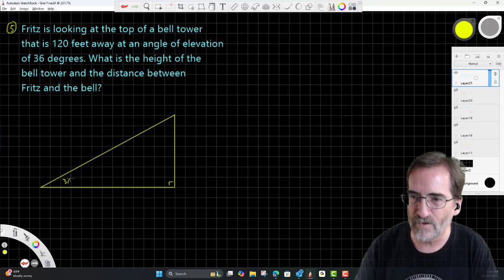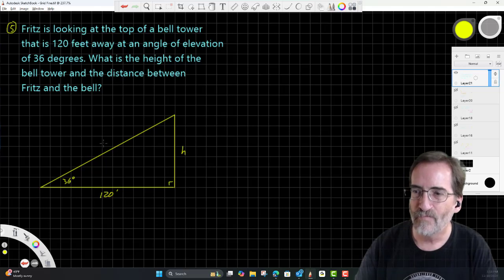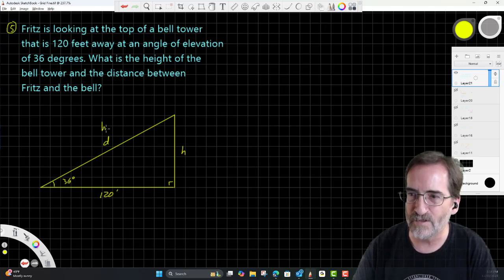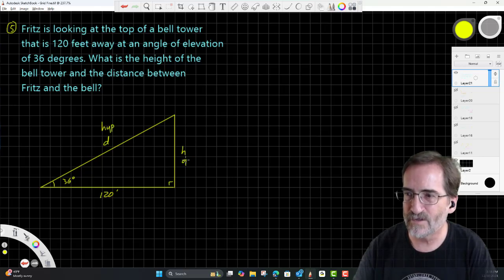So 36 degrees, 120 feet. And what is the height of the bell tower? We'll call that H. And what is the distance between Fritz and the bell itself? So we'll call that D. Okay. And so the reference angle is down here at 36 degrees, so D is the hypotenuse. H is the opposite side, because it doesn't touch the reference angle. And 120 is the adjacent side.